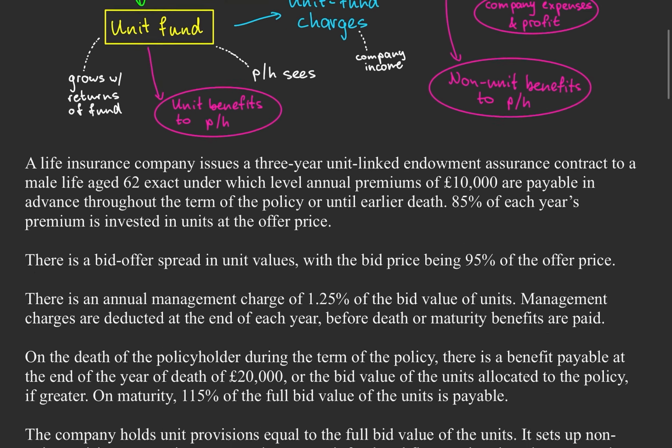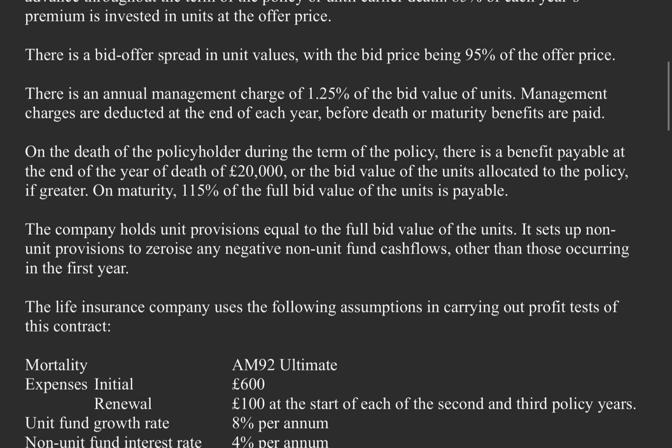Okay, then on the death of the policyholder during the term of the policy, there is a benefit payable at the end of the year of death of £20,000 or the bid value of the units allocated to the policy if greater. So in other words, if the person dies and the bid value of the units is less than 20,000, they'll get paid 20,000. If they die and the bid value of the units is greater than 20,000, they'll get the bid value of the units, which is that sum that's greater than 20,000.